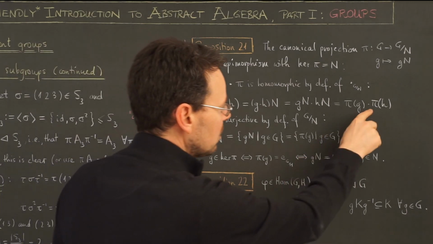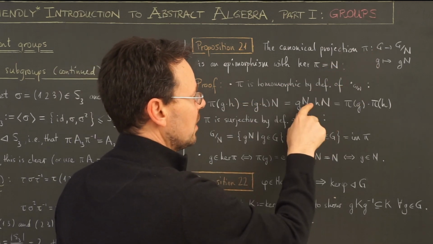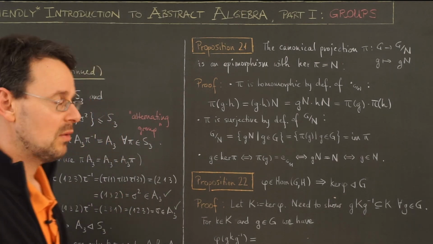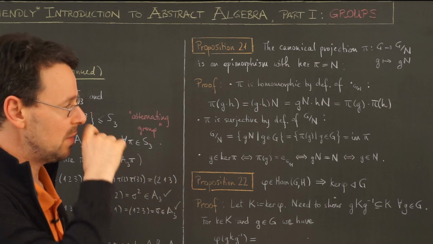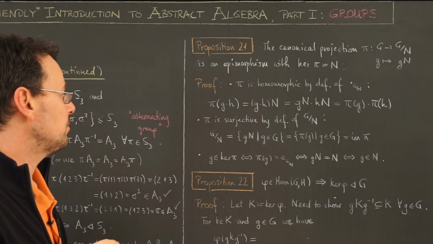I could have written two different dots because this is the composition in G, whereas this is the composition in the factor group, but I think we're in lesson 20 already. You should by now be used to this level of abstraction.